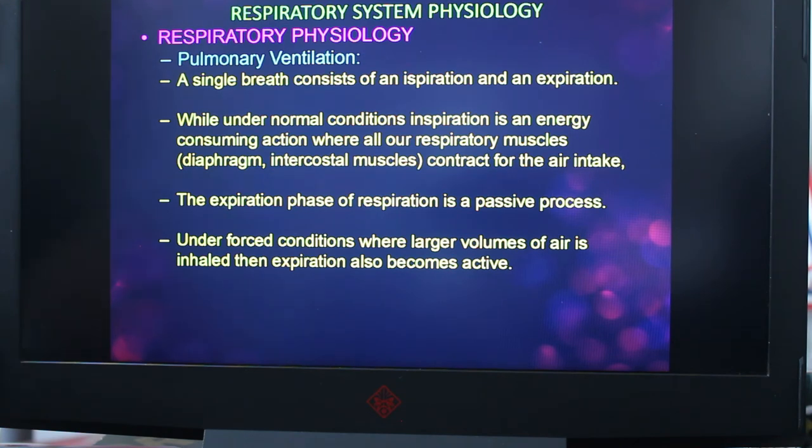The expiration phase is a passive process because once we consume energy and contract our respiration muscles, mainly the diaphragm and intercostal muscles, our chest moves forward and upward. And if we cease to inspire, then passively this chest has to come back to its place. While doing so, it diminishes the intrathoracic size and the lungs start to collapse and move out the inhaled air. Under forced conditions, however, where larger volumes of air are inhaled, expiration also becomes active. So we inhale and we exhale, but to exhale more, we give out everything, and this is a forced process as well.